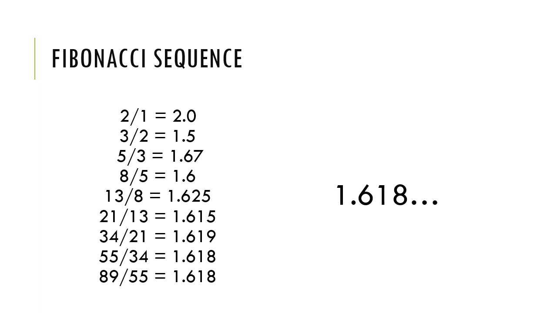If we divide 5 by 3, we will have 1.67. If we divide 8 by 5, we will have 1.6. If we divide 13 by 8, we will have 1.625. And the list goes on. If we divide 21 by 13, we'll have 1.615. 34 by 21, we'll have 1.619. 55 by 34, 1.618. 89 divided by 55 will have 1.618.